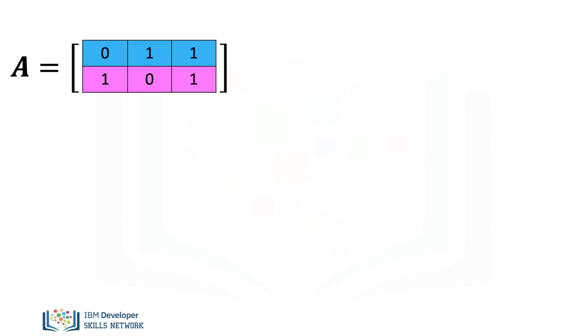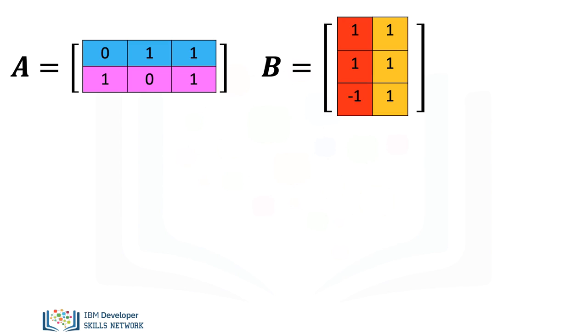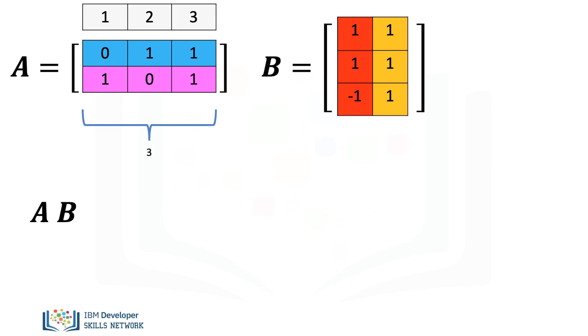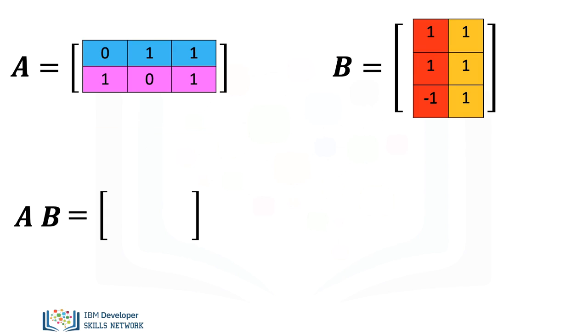Consider the matrix A, where each row is a different color. Also consider the matrix B, where each column is a different color. According to the rules of linear algebra, before we multiply matrix A by matrix B, we must make sure that the number of columns in matrix A, in this case 3, must be equal to the number of rows in matrix B, in this case 3. To obtain the ith row and jth column of the new matrix, upon multiplying A and B, we need to take the dot product of the ith row of A with the jth column of B.